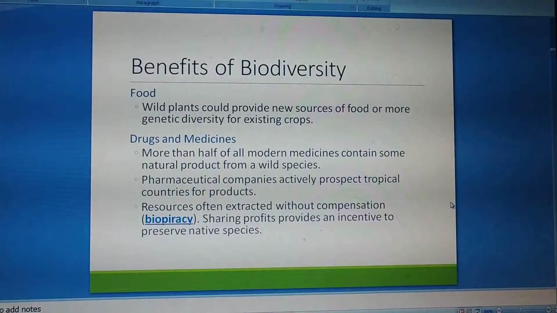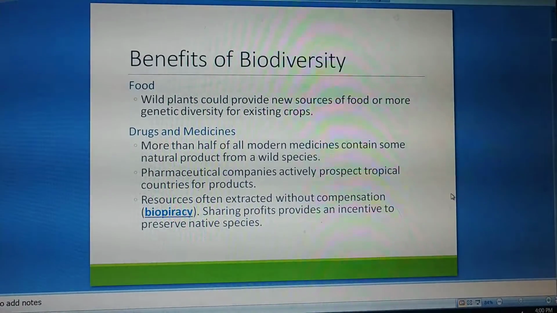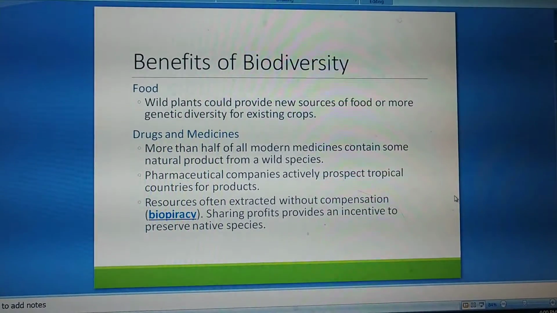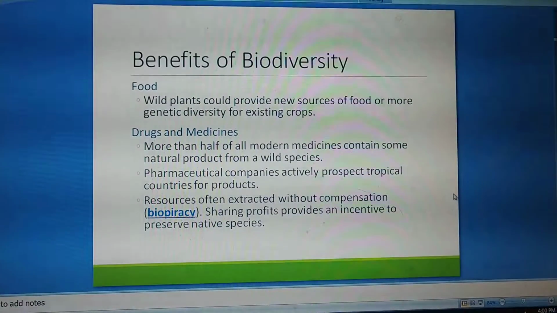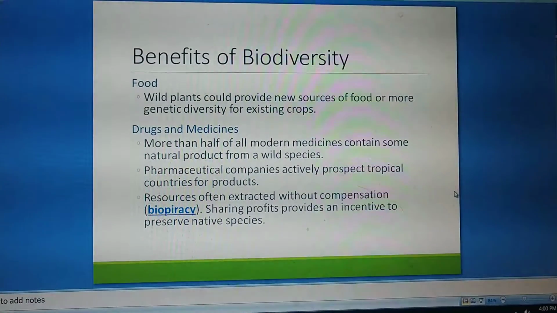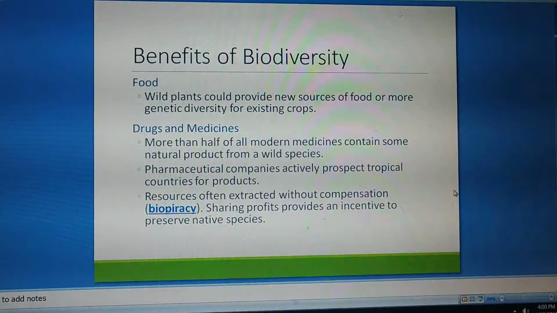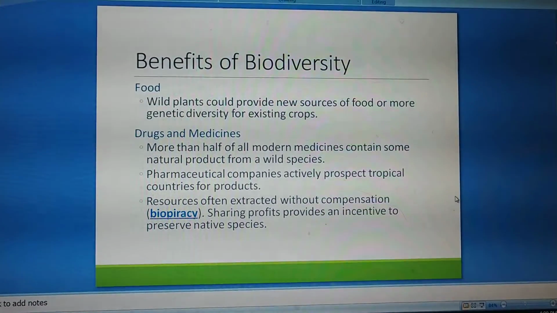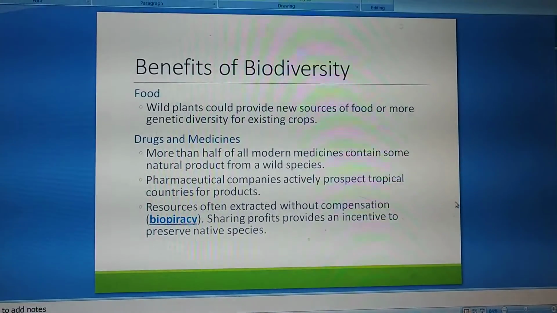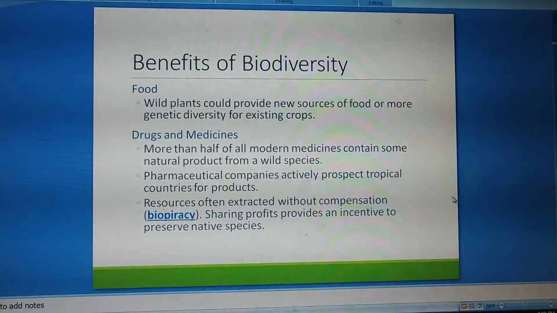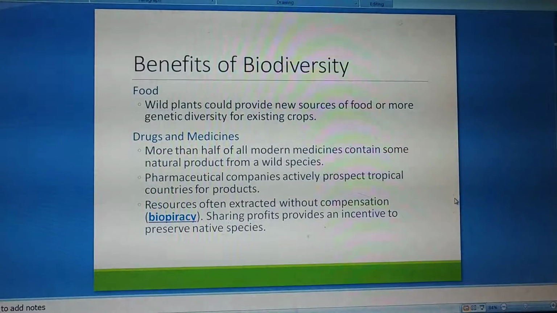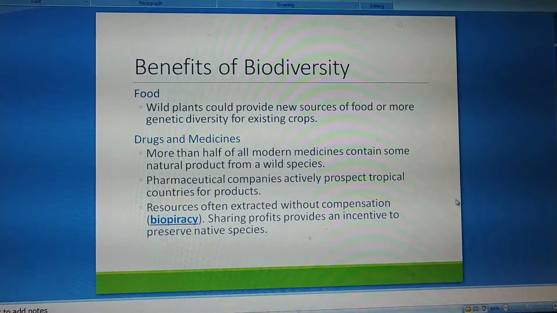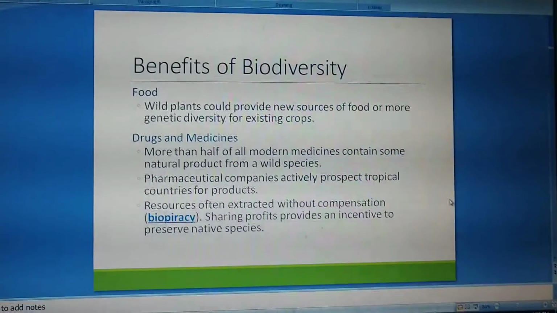We can also get drugs and medicines from biodiversity hotspots. If you look at more than half of all of our current medicines, they have some product that came from nature. And pharmaceutical companies actively go into tropical countries and examine soil cultures and plant specimens trying to come up with new medications. Unfortunately, resources tend to be extracted without compensation to the government or the local peoples, and this is considered biopiracy. If you actually share profits, it provides an incentive to locals to preserve native species.